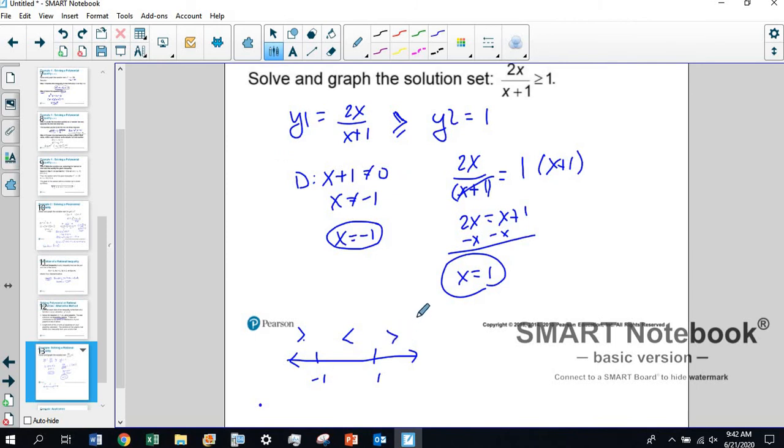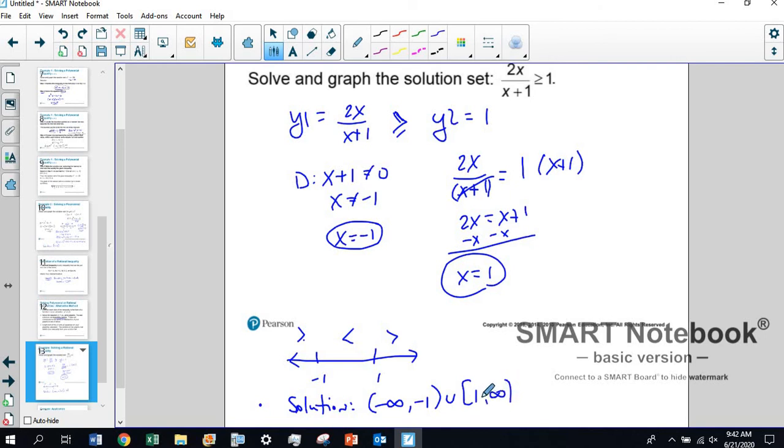This is bigger. So which one do I want? I want bigger than, and we want or equal to. And so my solution then is -infinity to -1 union 1 to infinity.